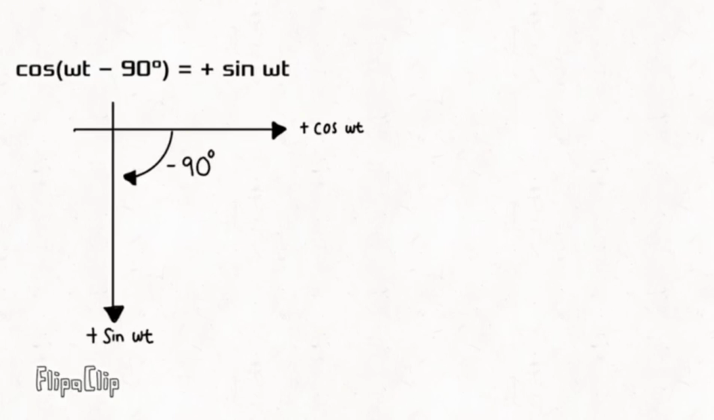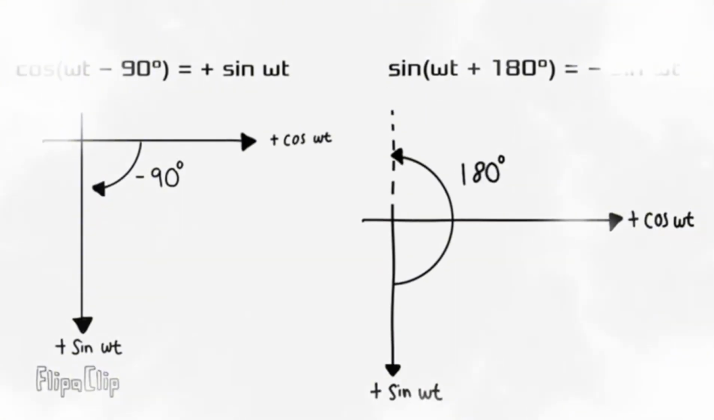For example, when we subtract 90 degrees from cosine, it converts into sine. Mathematically, this is expressed as cos(omega t minus 90 degrees) equals sine omega t. Graphically, this means we move 90 degrees clockwise from the cosine axis to obtain the sine value. Next, when we add 180 degrees to a sine function, the sine value becomes inverted. This is written as sine(omega t plus 180 degrees) equals negative sine omega t.